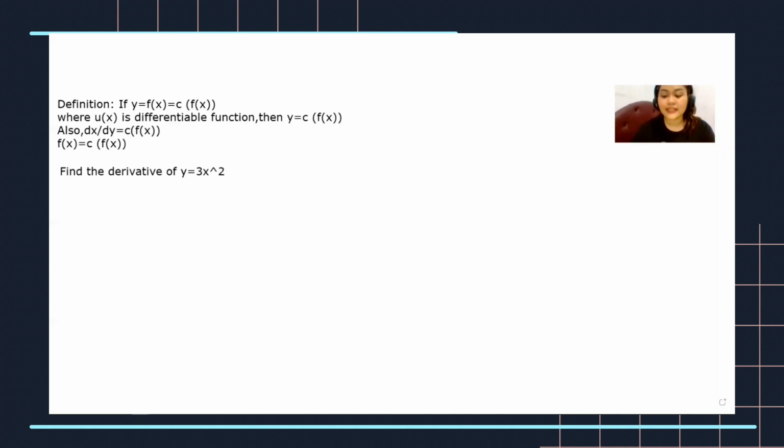Remember that in finding the derivative using the constant multiple rule, the following steps should be followed. First, multiply the exponent by the numerical coefficient of the given function. And then second, subtract 1 from the exponent in the given function. And always remember to simplify your answer. So let's try to solve this one.